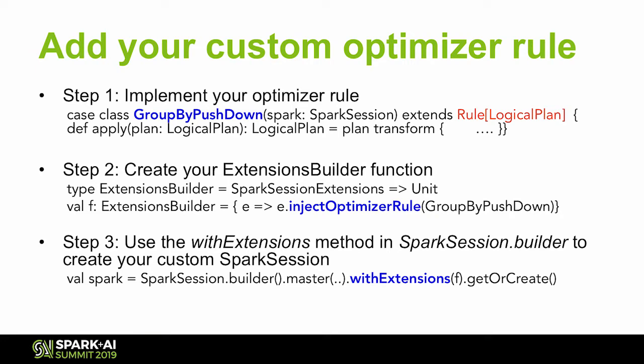And the second step is you would create your extensions builder function. That's basically a function that takes your Spark session extensions and then calls the appropriate inject method. In here, I'm calling injectOptimizerRule, and I push the GroupBy pushdown into this method. And the third step is you would have to pass this customization to Spark, so you would use the withExtensions method in Spark Session Builder to create your custom Spark session. And once you've done this, when you run your queries, your optimizer actually has your rule already injected, so it will kick in.